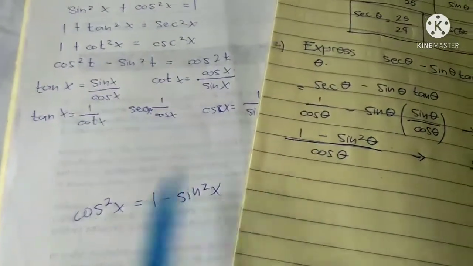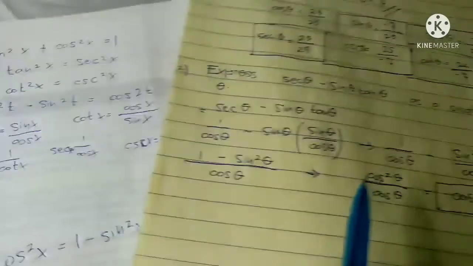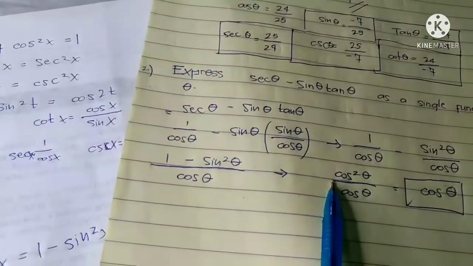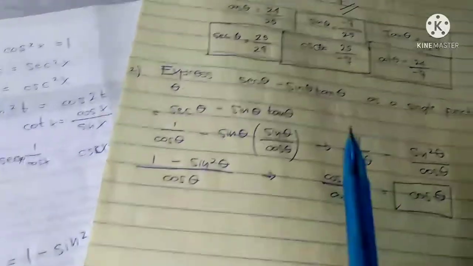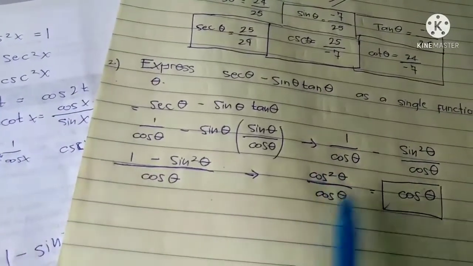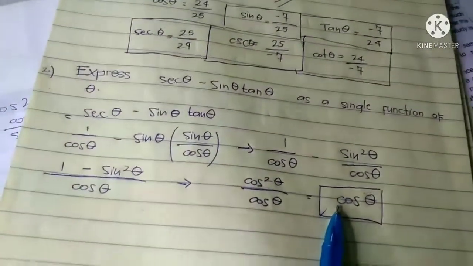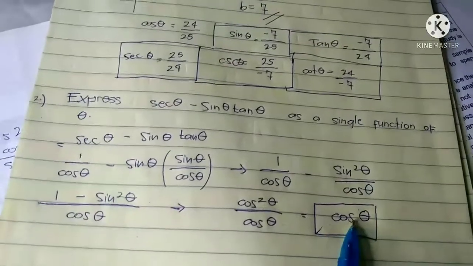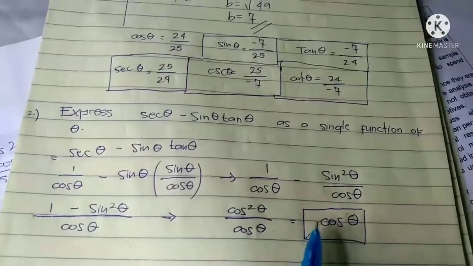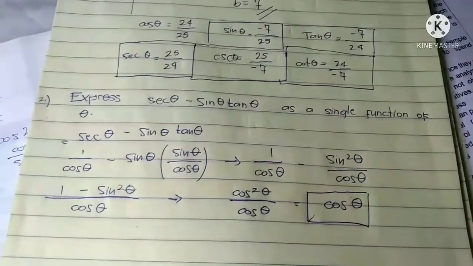So we can write it as cosine squared x. Then we have here cosine squared x over cosine theta. Then if we divide, we will get cosine theta. So the single function of theta is cosine theta.